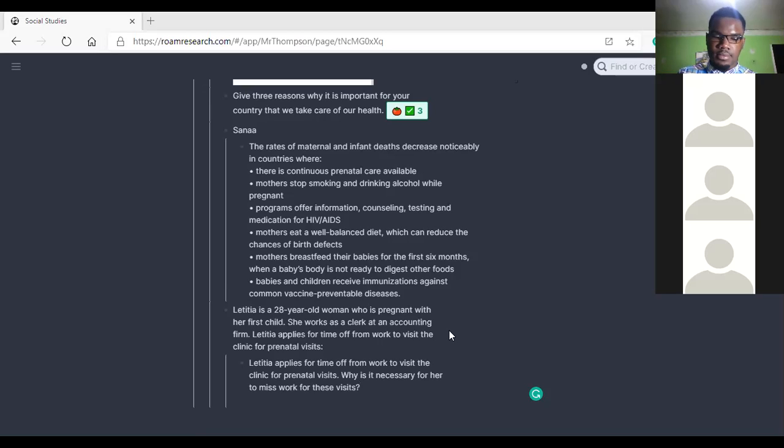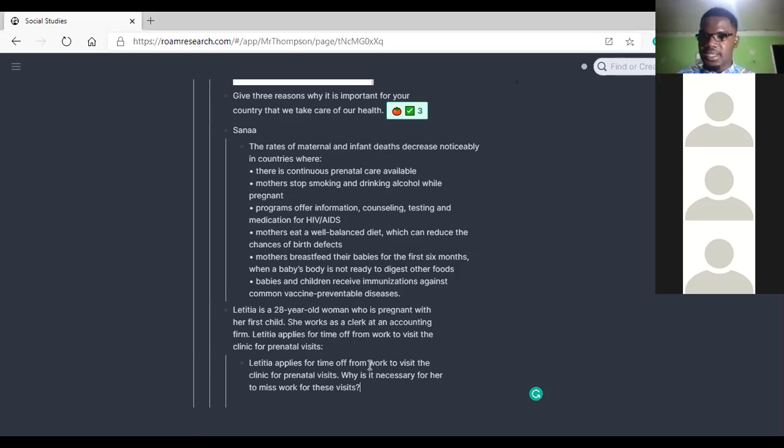Sir, so she can get more rest, sir. Her body can adjust, so she doesn't overwork herself. Right? That can cause a lot of damage to the baby. Right.